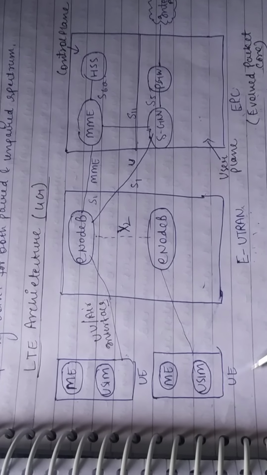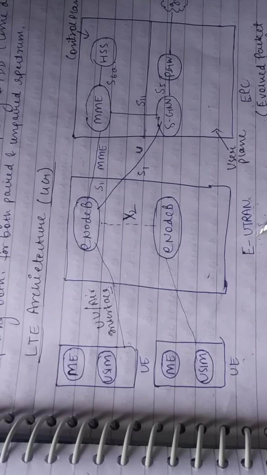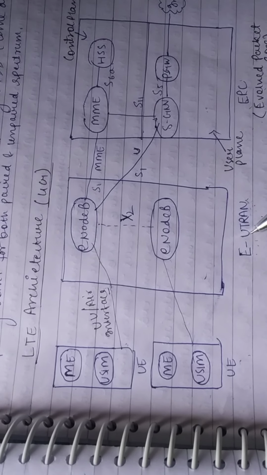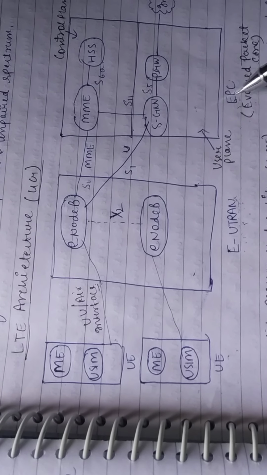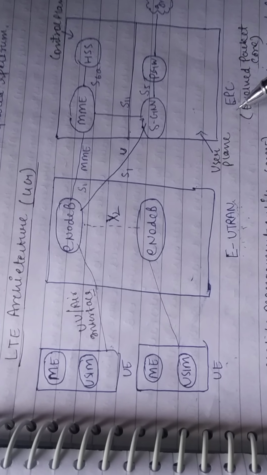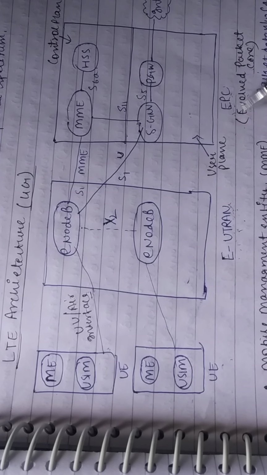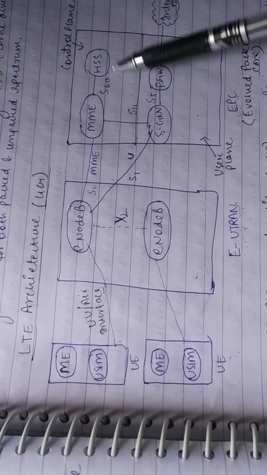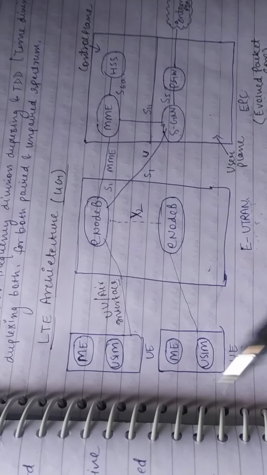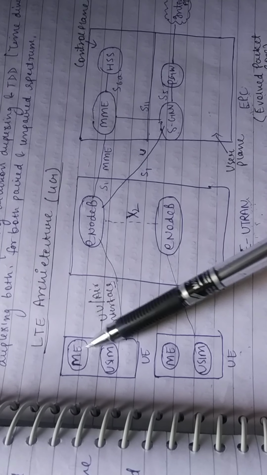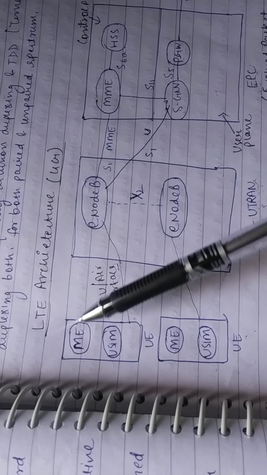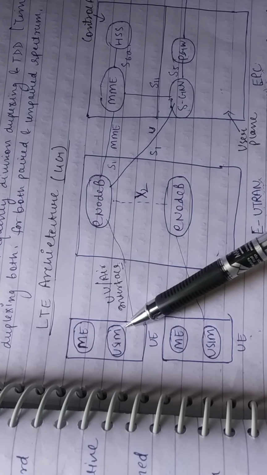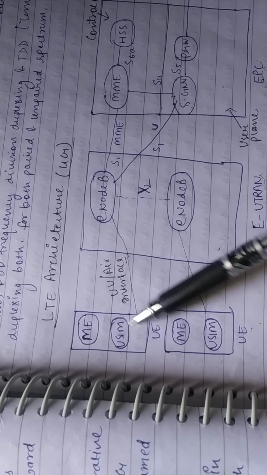It consists of basically three blocks: user equipment, EUTRAN, that is evolved UTRAN, where UTRAN stands for UMTS terrestrial radio access network, and EPC, which in UMTS is called the core network. Here it is EPC, that is evolved packet core. In user equipment you have mobile equipment and the USIM. Mobile equipment is just your mobile, and USIM is the user SIM. When the SIM is inserted in the mobile, it is known as user equipment.